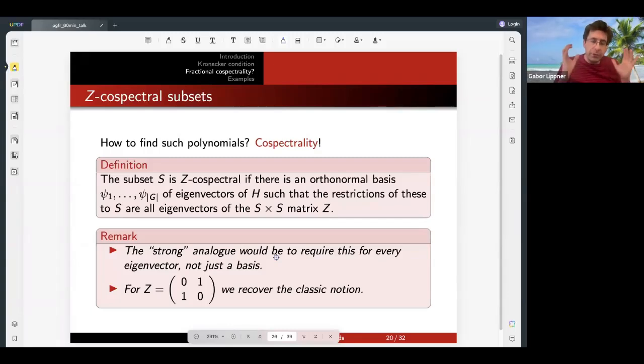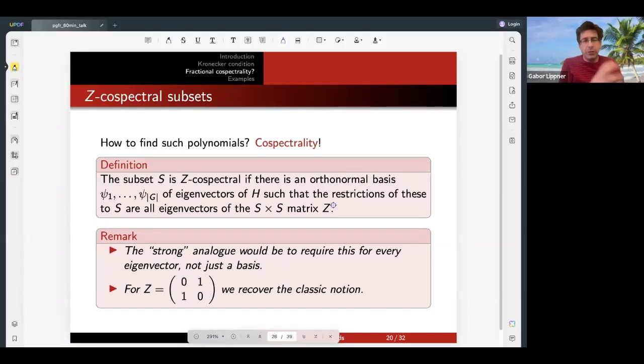So now I'm going to fix a Z matrix, and I'm going to say that my subset is Z cospectral if I have an orthonormal basis of eigenvectors so that if I restrict each of them to my subset, I always get eigenvectors of this Z. If you do this for the 0, 1, 1, 0 matrix, you just get back the usual cospectrality notion. So this is a direct generalization of cospectrality.